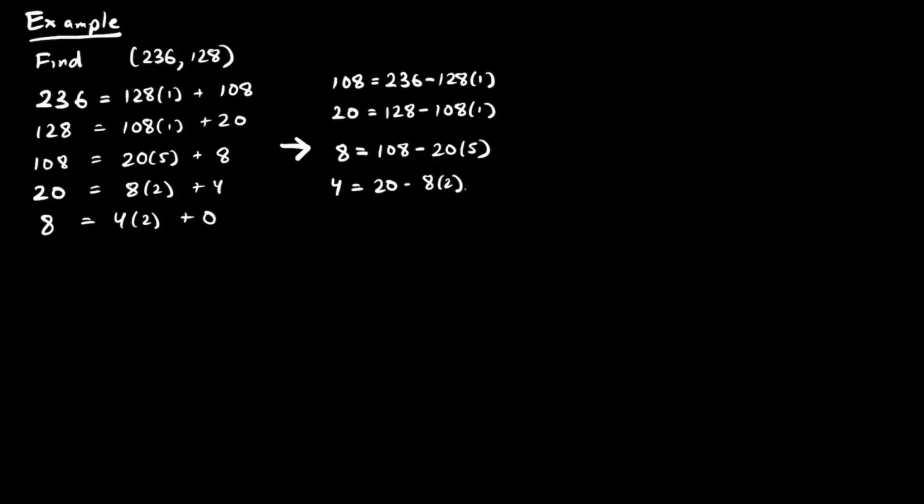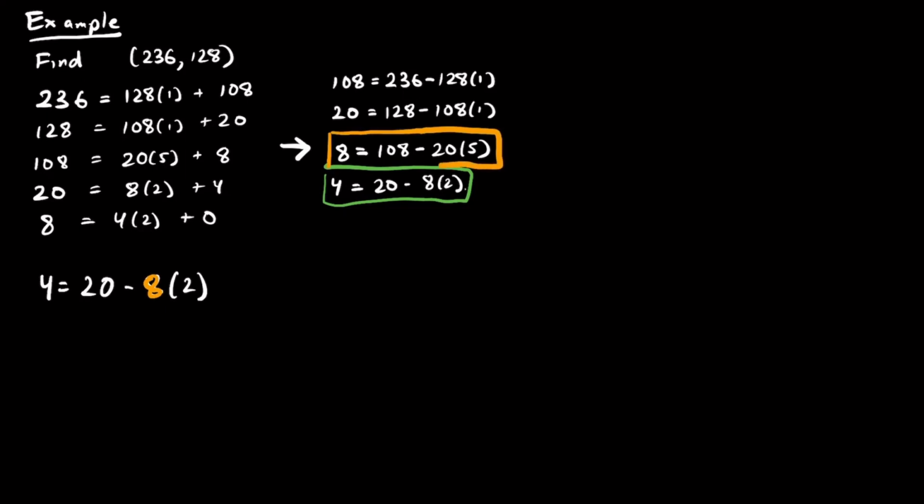Okay, so the very first thing I'm going to do is just take this last equation that we've written down and rewrite it. So I'm going to take this equation down here and rewrite this one. So I'm going to say 4 is equal to 20 minus 8 times 2. Okay, and the first step that we're going to take after that is we're going to single out this 8. So I'm going to slowly replace numbers. And what I'm going to replace this 8 by is this expression right here.